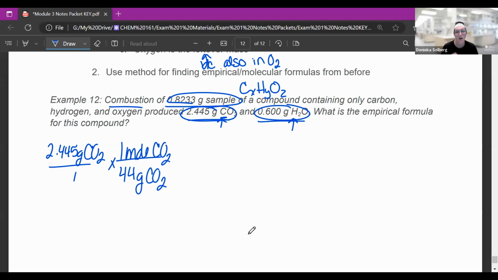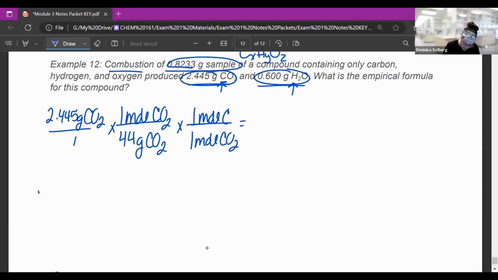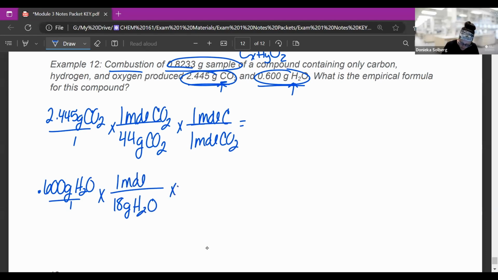So this is kind of like a component within problem, just the carbon part, but 1 mole of CO2 has 1 mole of carbon. Okay, so that will tell me how many moles of carbon were in my original sample. I'm going to do the same thing here with water: 0.600 grams of H2O over 1, times 1 mole of H2O per 18 grams, the molar mass of water.